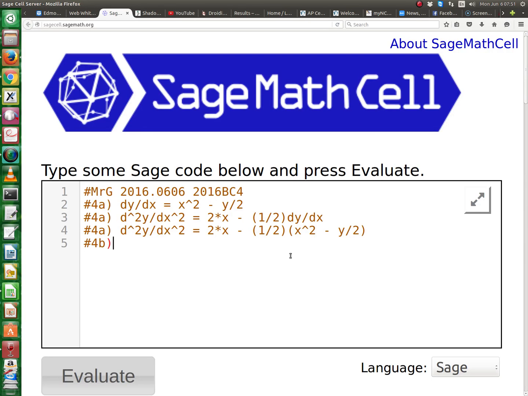Let's define f prime as a function of x and y, which is what we were given: x squared over minus y over 2. Well, let's just write that down. And then f double prime as a function of x and y. Get used to this notation.